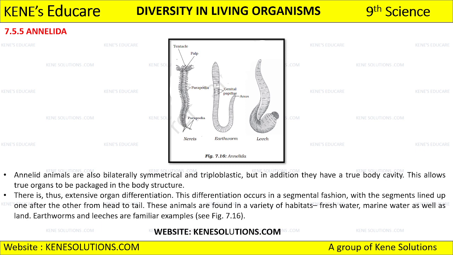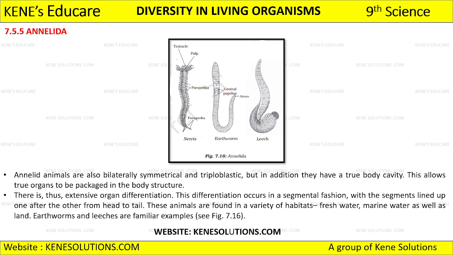And in addition, they have a true body cavity, so inside them they have a coelom, which is known as a true body cavity. So this allows true organs to be packed in the body structure, and there is extensive organ differentiation. If you can see, Nereis has tentacles, palps, then parapodia, right? And when it comes to earthworm, they have genital papillae and so on, so you can say that extensive organ differentiation can be seen in Annelida. And this differentiation occurs in a segmental fashion.